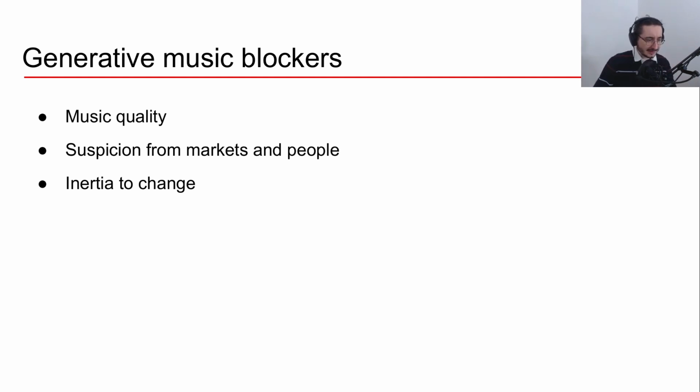Then another problem is that there's a lot of suspicion from markets, but also people. So when it comes time to talk about AI music or AI generated music, there's still a lot of bias, because it seems like creativity is something that only humans have. And so having a machine creating music is something weird, and people tend to reject that a little bit.